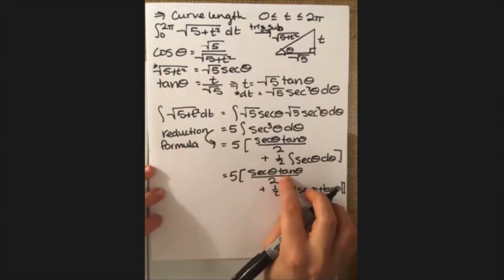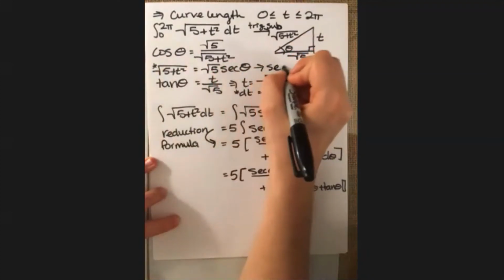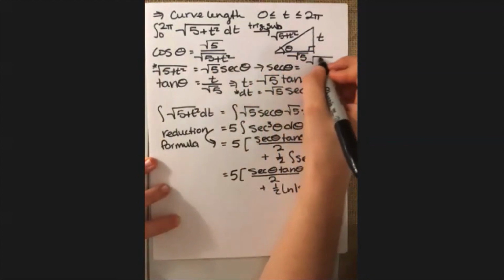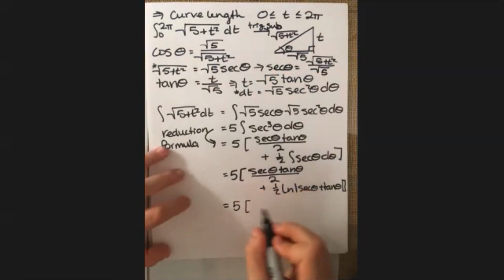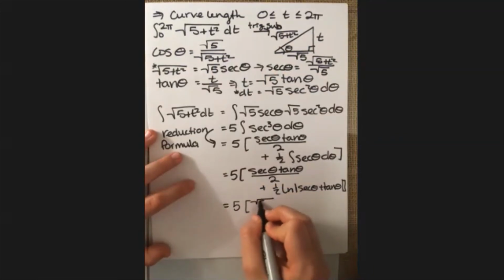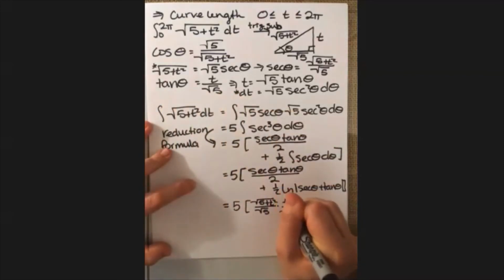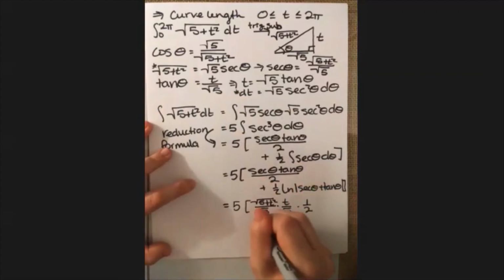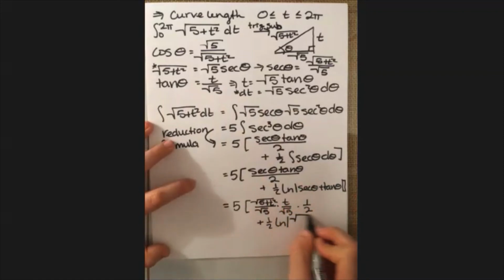I have an expression for tangent of theta, but I don't have one for secant theta. So to get that, I'm just going to rearrange this line right here. This is equal to root 5 plus t squared divided by root 5. So plugging everything back in to get my t's back where they belong, we're going to get root 5 plus t squared divided by root 5 times t divided by root 5, and then this was all still over 2, so that's times 1/2, and then plus 1/2 natural log of root 5 plus t squared divided by root 5, and then plus t divided by root 5.